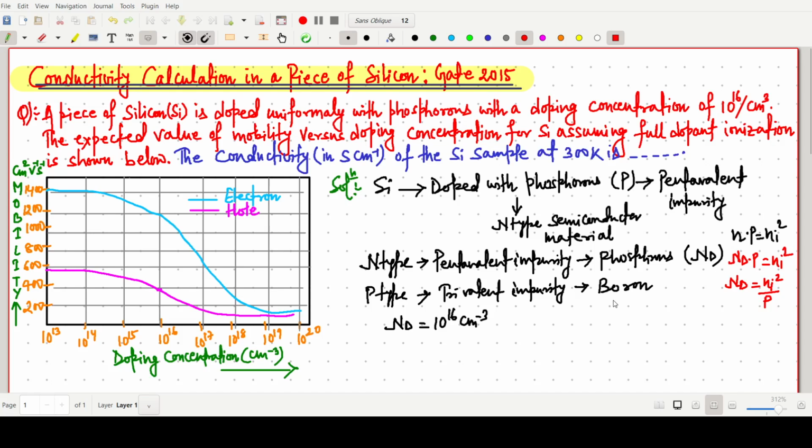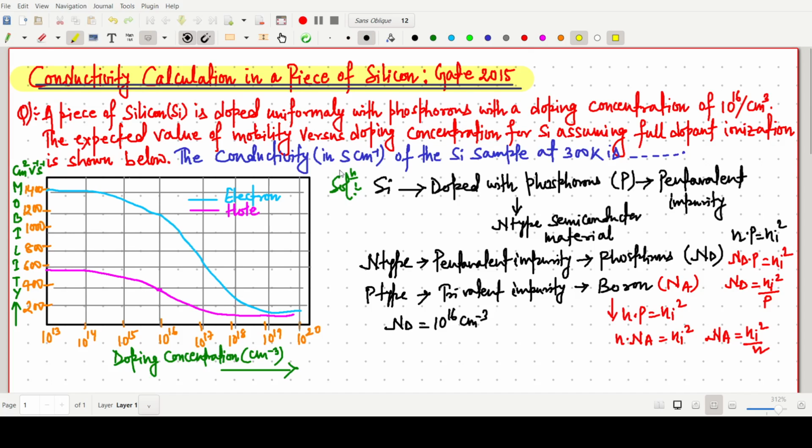And in this case, again, if we write np equals ni square, now boron is a trivalent impurity. So it will be an acceptor. It will accept something. And in P type, hole is the majority charge carrier. So this should be our p with the hole. So instead of p, we have to write Na, and I can write Na equals ni square by n. This one is very important.